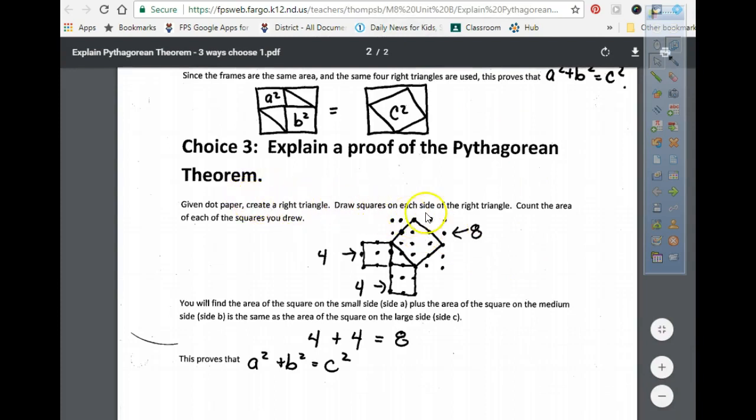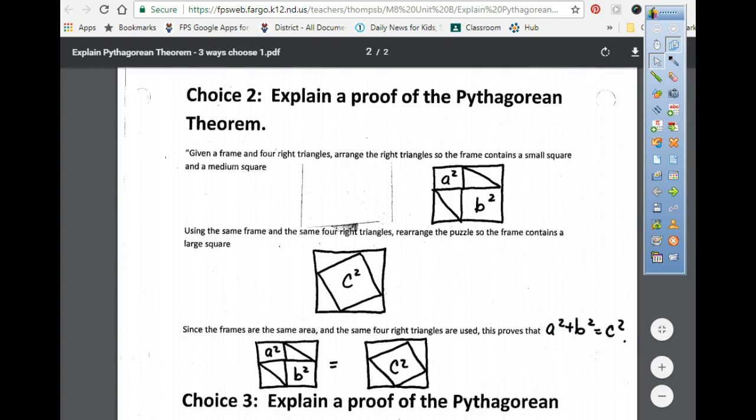Given dot paper and a right triangle, I can draw the squares, count the area of each one, and I know that 4 plus 4 is 8. You will find the area of the small squares plus the area of the medium square, side B, and that is the same area as the large one C. So since 4 plus 4 is 8, that proves that A squared plus B squared, that's one method, right?